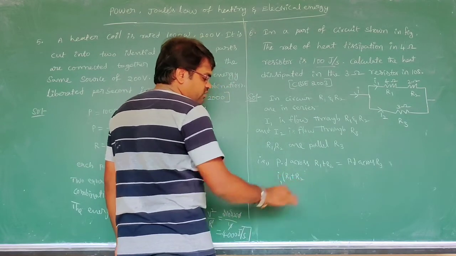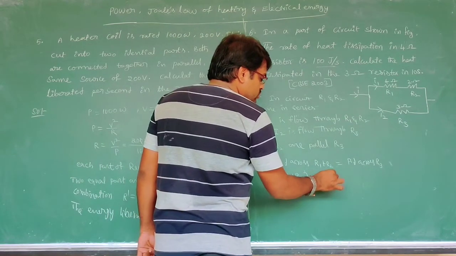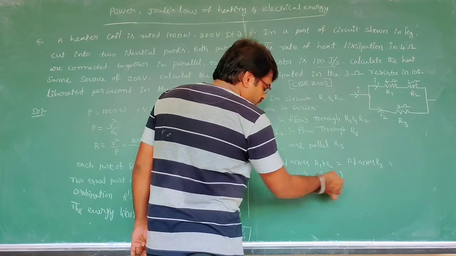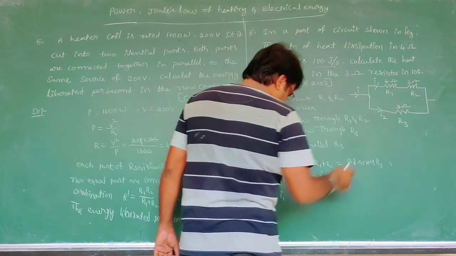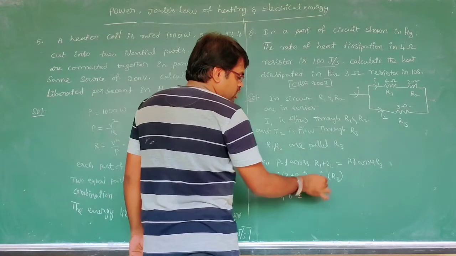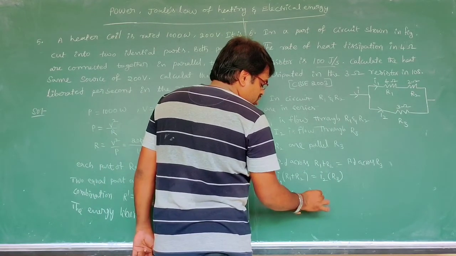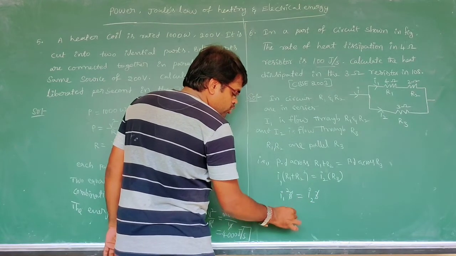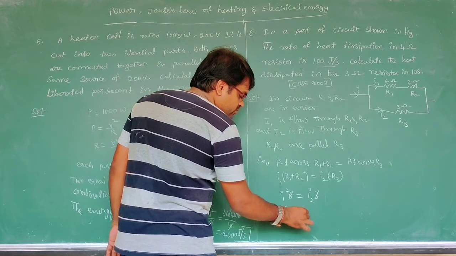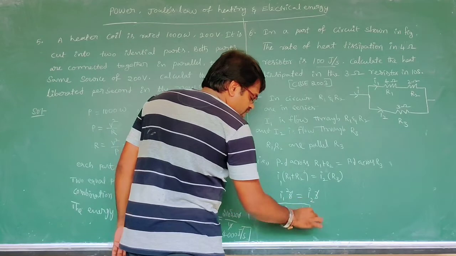Because the current is I1 here and I2 there, then R3. The values are substituted: I1 into 4 plus 2, that is 6, is equal to I2 into 3. Then cancel: I2 is equal to 2I1. We got the I2 value.